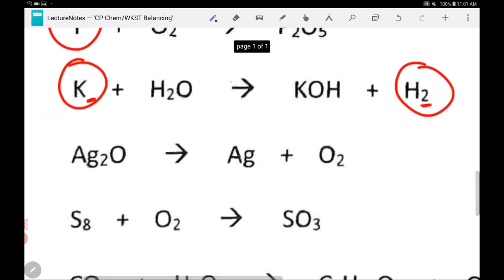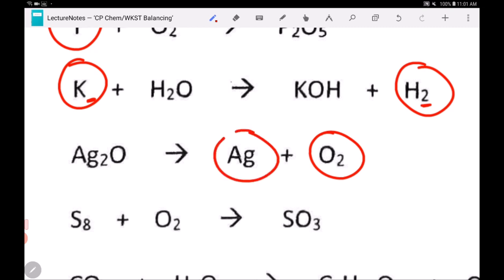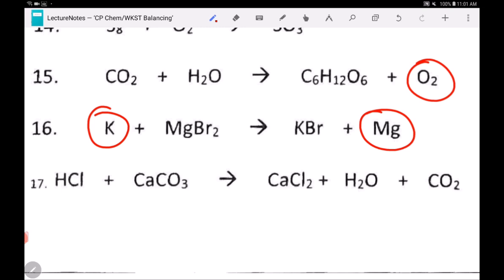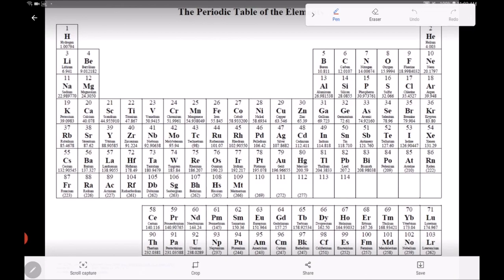So there's only certain elements that are diatomic when they're by themselves. Silver is not one of those elements, so when silver is by itself, there's only one of it. So your choices are, it either comes in a pair or it comes by itself. Oxygen comes in a pair, magnesium comes by itself. Potassium comes by itself.